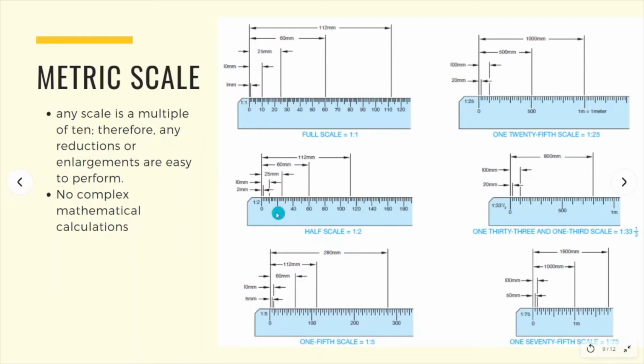Whereas for the half scale, as you can see here, the size is 1:10. So this 10 mm becomes 20 mm here, so it multiplies the drawing size by 2. Just imagine this is the actual size, and when we use a half scale, the size becomes smaller.